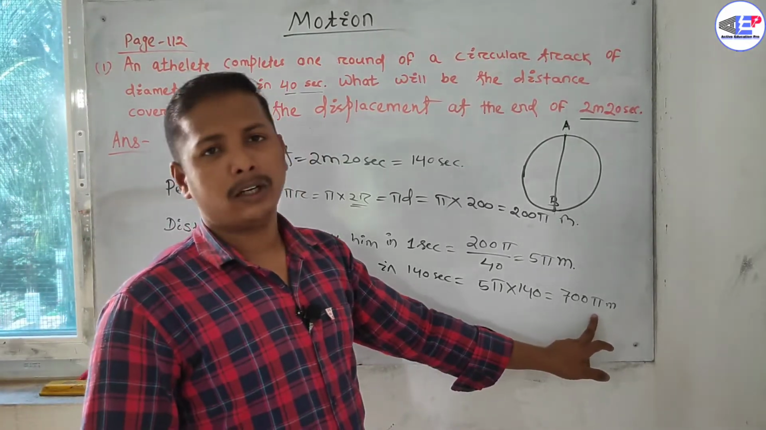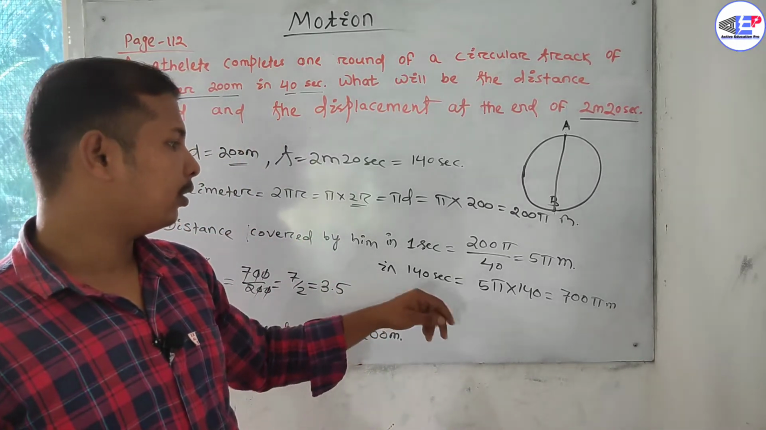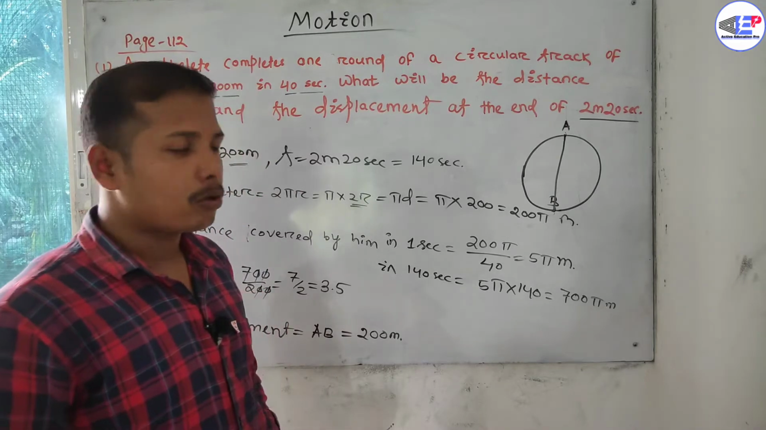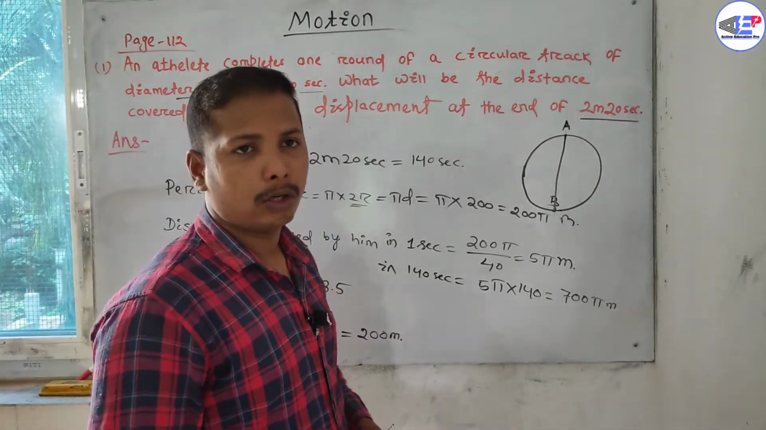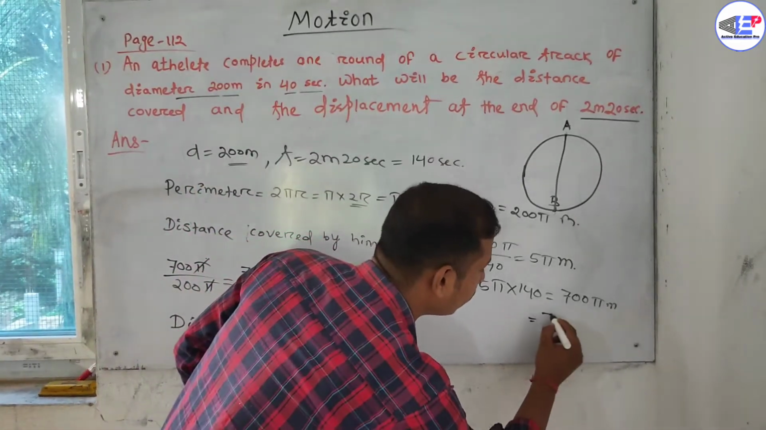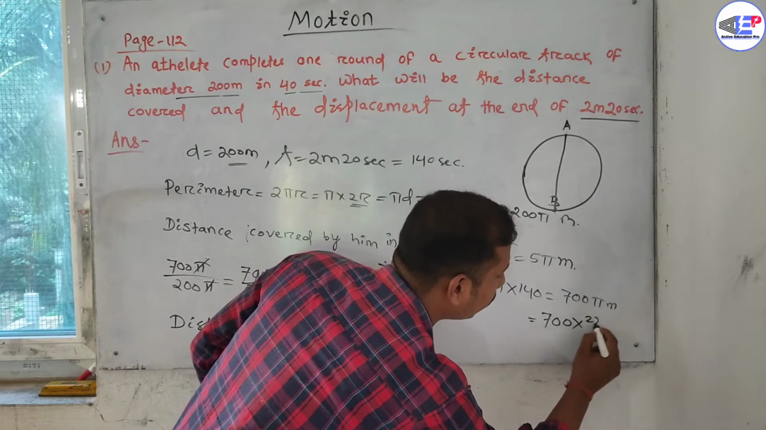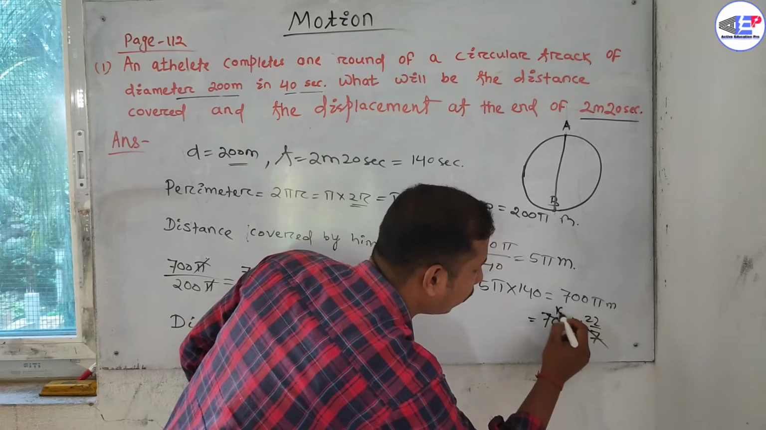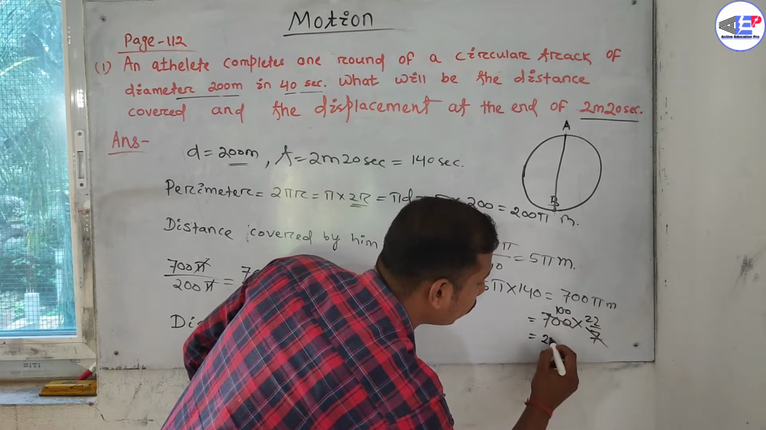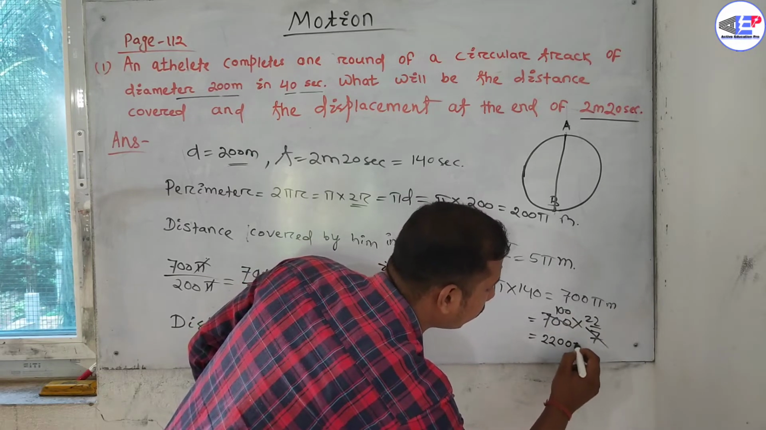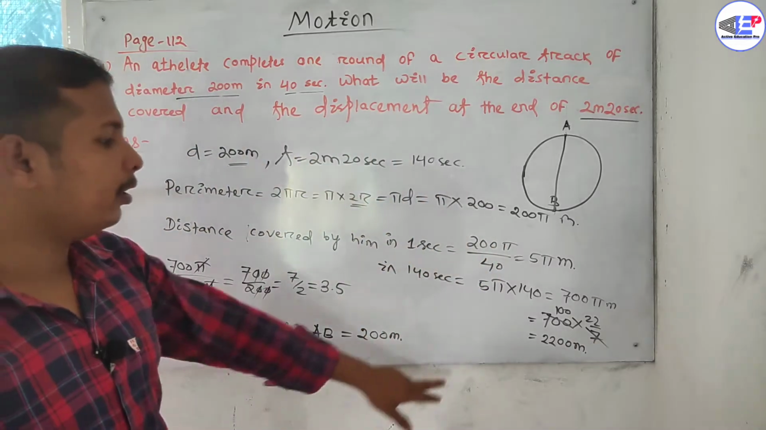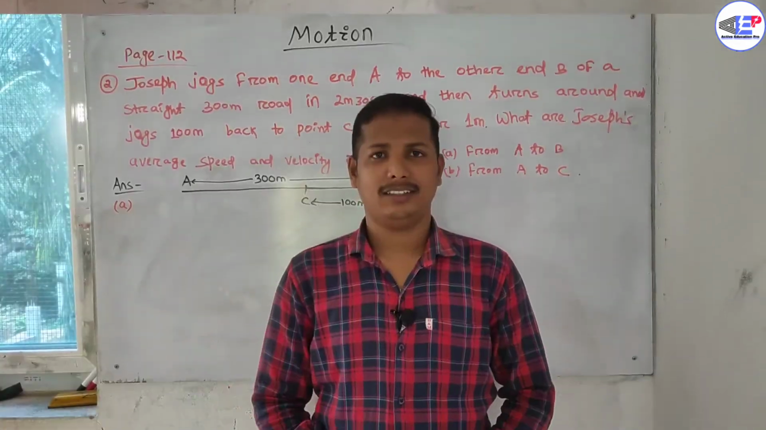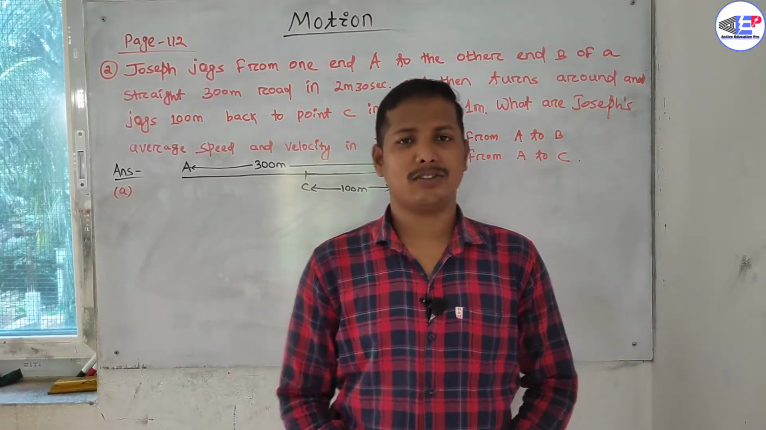Here we can put the value of pi and find the answer of the distance. We know that the value of pi is 22 by 7. So we can multiply it with 22 by 7. So it will give 700 into 22 by 7. By dividing by 7, it will give 100. So the value becomes 2200 meter. So the distance will be 2200 meter. Let us do another numerical. Let us solve the second question.